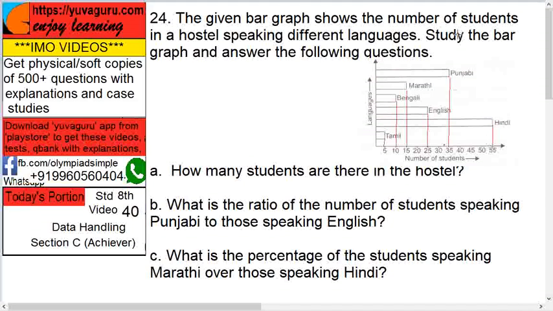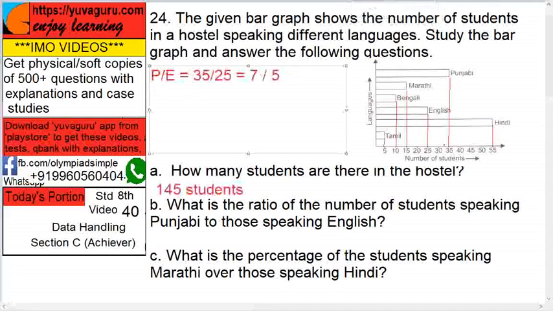Okay. So what is the total number of students? All these students, total Punjabi, Marathi, Bengali, English, Hindi and Tamil. All these total up to total number of students. So just add them. 55 plus 35 plus 25 plus 15 plus 10 plus 5. So total is 145. Answer is 145 students.